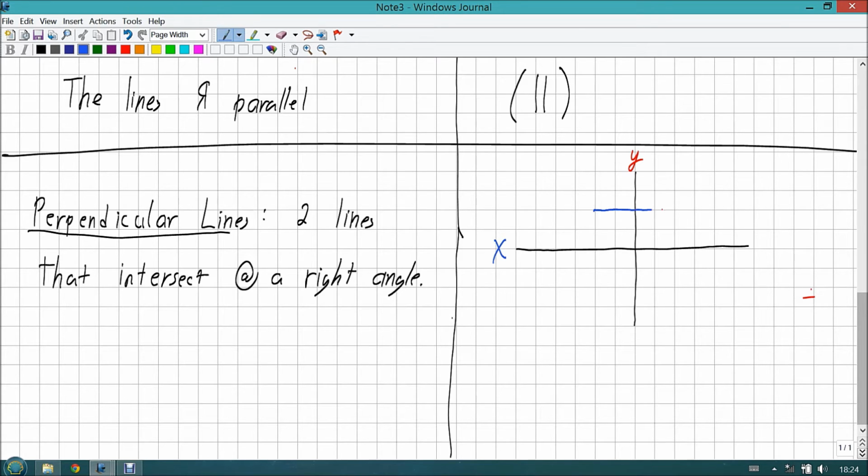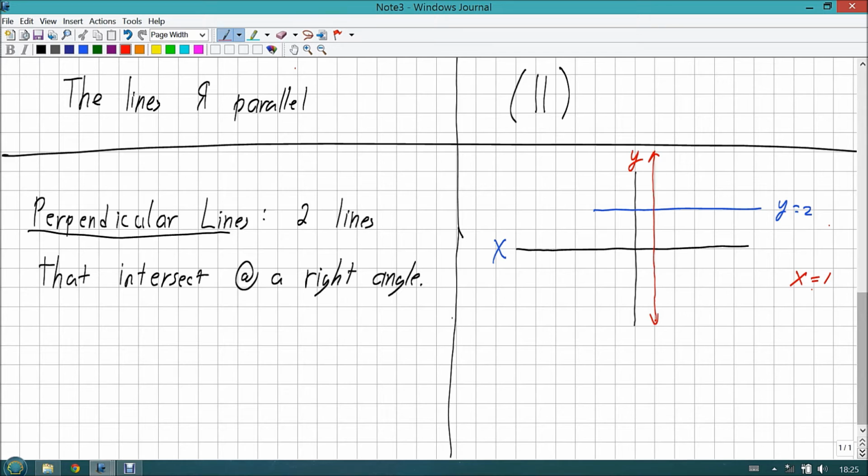Now, what about two other lines? Let's say that we have this line here, which would be y equals 2, and the undefined line of x is equal to 1, which would be a vertical line right here. These also intersect at a right angle.